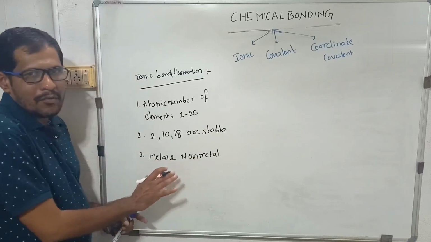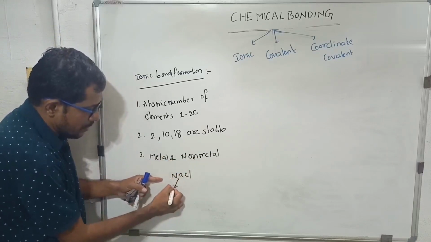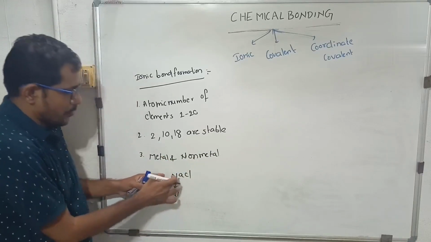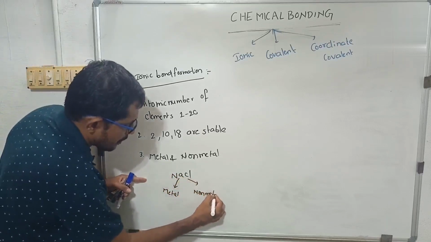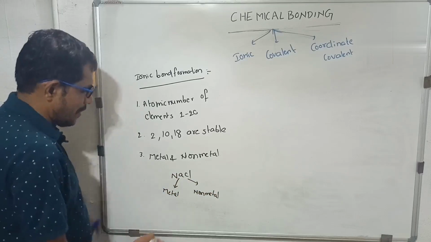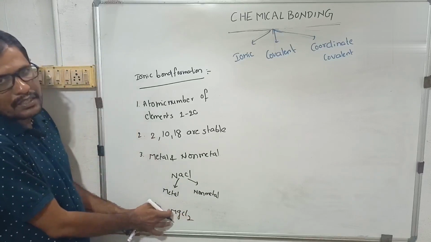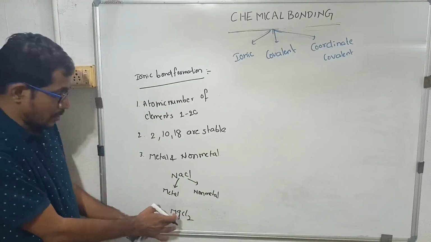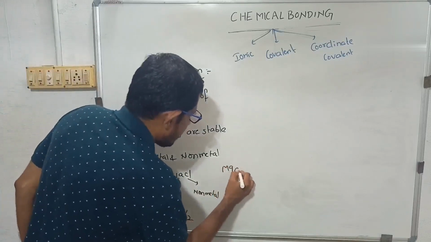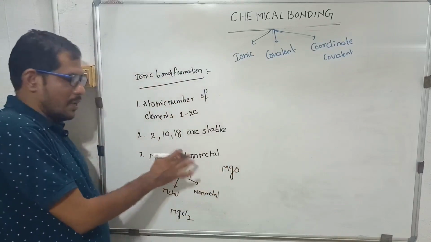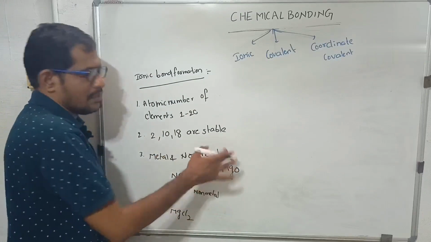And what is a metal and what is a non-metal? I will give you a trick. If you take the NaCl molecule, the first species is always the metal, and the second species is the non-metal. If you take magnesium chloride, what is the first species? Magnesium is the metal, and Cl2 is the non-metal. If you take MgO, the first species is always the metal and the second element is always the non-metal. Here magnesium is the metal, and oxygen is the non-metal.